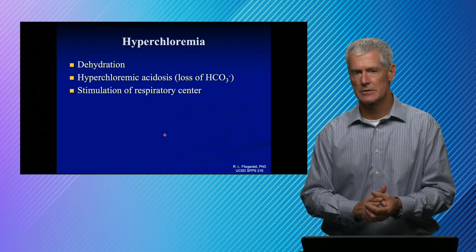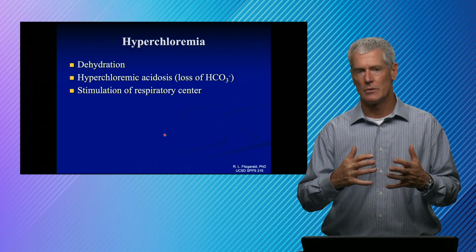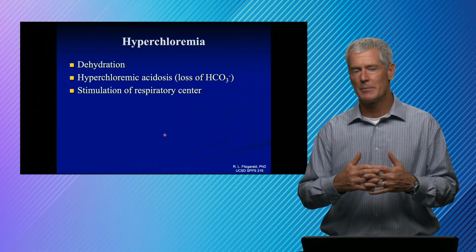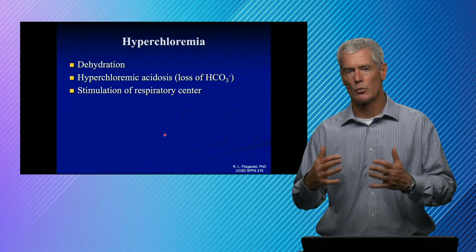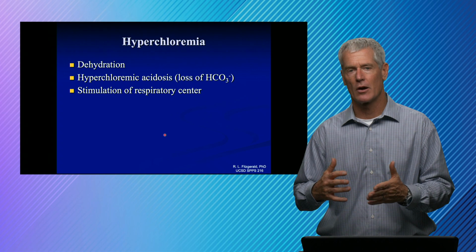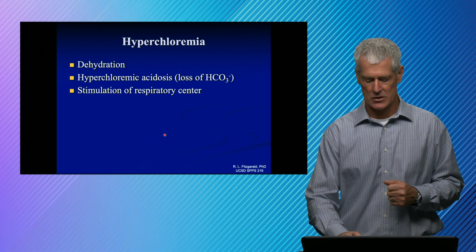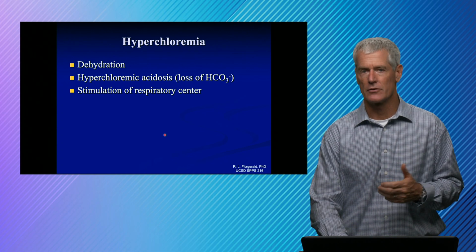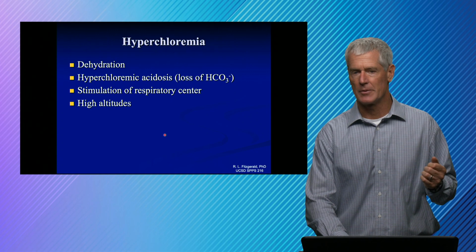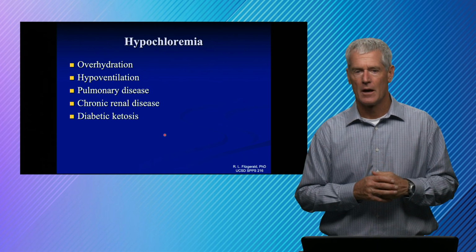Stimulation of respiratory centers. And so if you breathe rapidly, you blow off CO2 and you get a respiratory alkalosis. You compensate a respiratory alkalosis renally, and so you start to excrete the bicarb. You excrete bicarb, you need something to maintain that electroneutrality, and essentially you get an increase of chloride because of the decrease in bicarb. High altitudes would be the same thing as stimulating respiratory centers. You just breathe harder because of lack of oxygen.